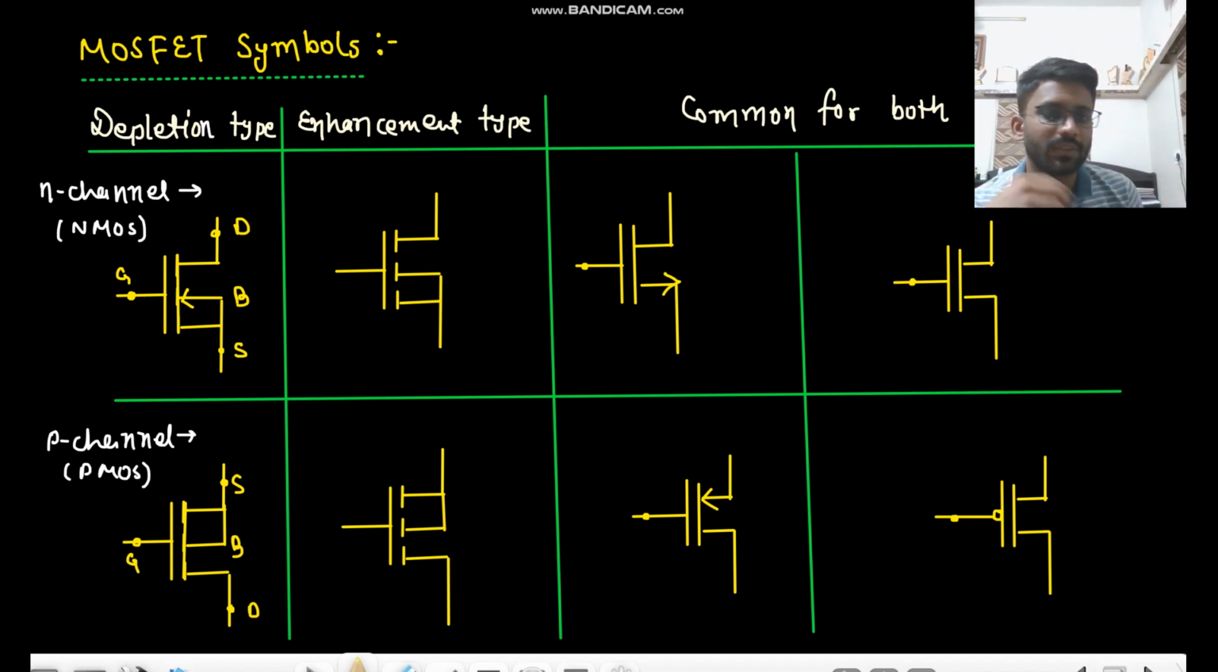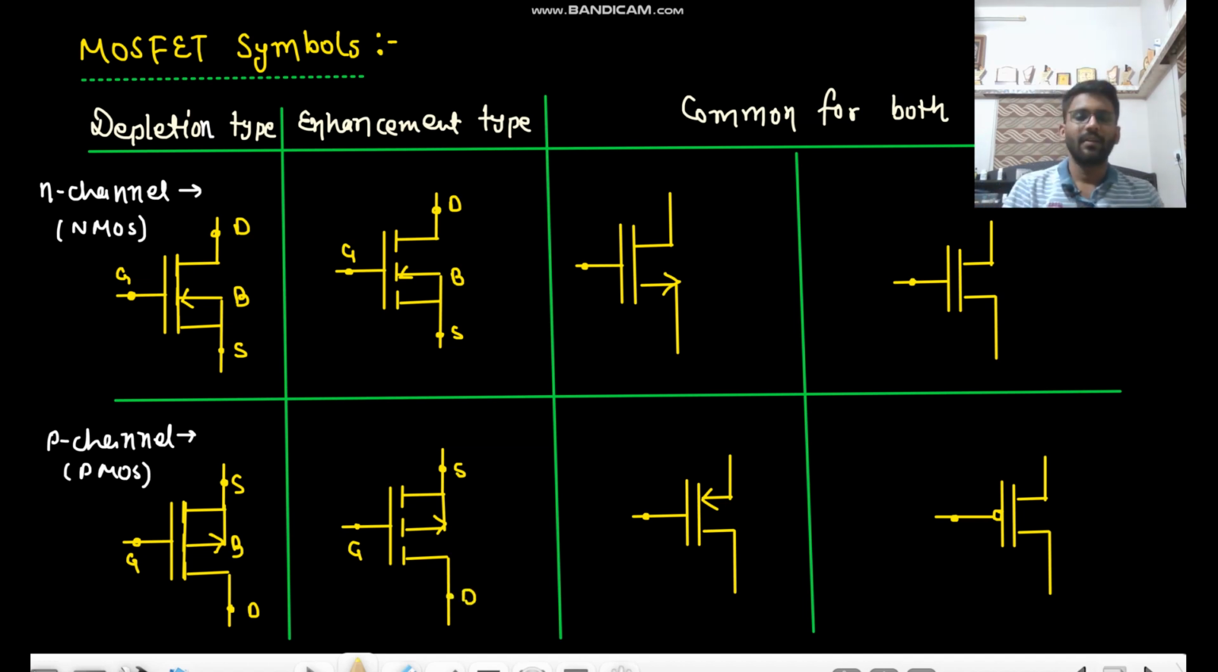In case of PMOS, the body is N type and the channel is P, so again from P to N. Same here: this is the drain, body, substrate, gate, this will be the source, and this will be the drain. But what is the difference? The line: here a dashed line, here a solid line.